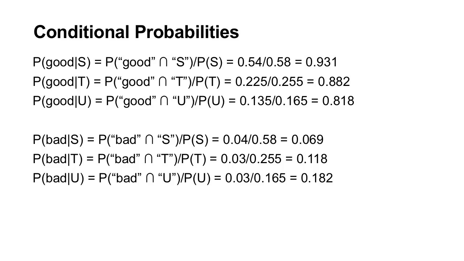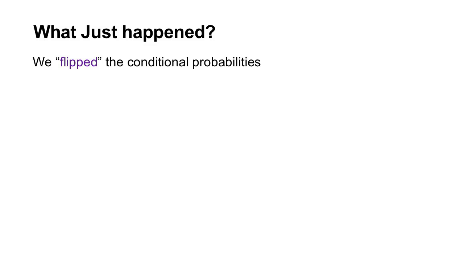So, what did we actually just do? We flipped the conditional probabilities. This casual language of flipping probabilities around is actually very popular among people in probability theory, and so that's why I use this everyday language.